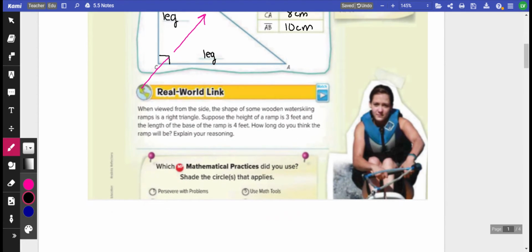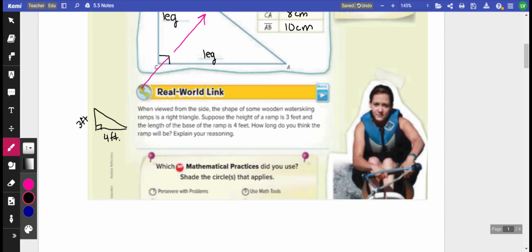So for a real-world length, when viewed from the side, the shape of some wooden water ski ramps is a right triangle. So that just means if you look at it from the side, you get kind of a right triangle. Suppose the height of the ramp is 3 feet, and the length of the base of the ramp is 4 feet. How long do you think the ramp will be?